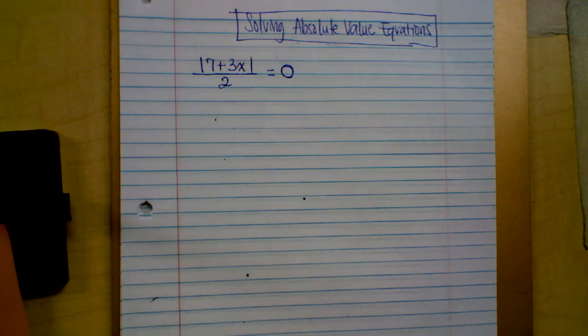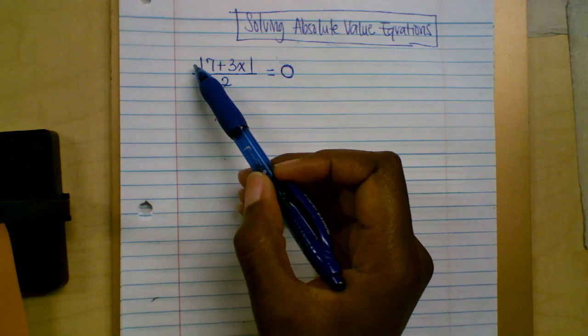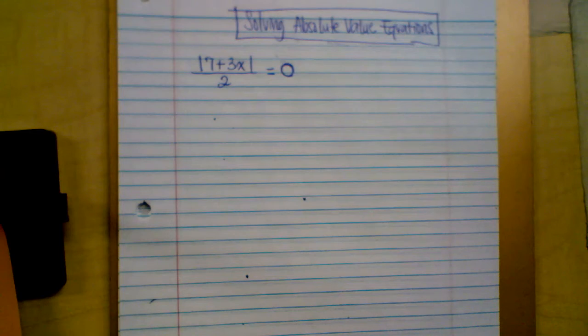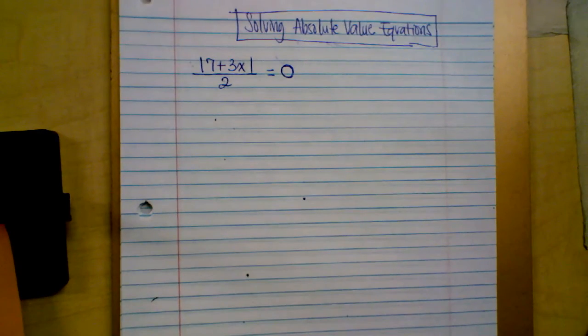Hello. So this is a different equation, solving an absolute value equation. For this example, instead of the absolute value being multiplied by a number, it's being divided by a number. By the same principle, you're always going to follow the steps. Step one is always isolate the absolute value.